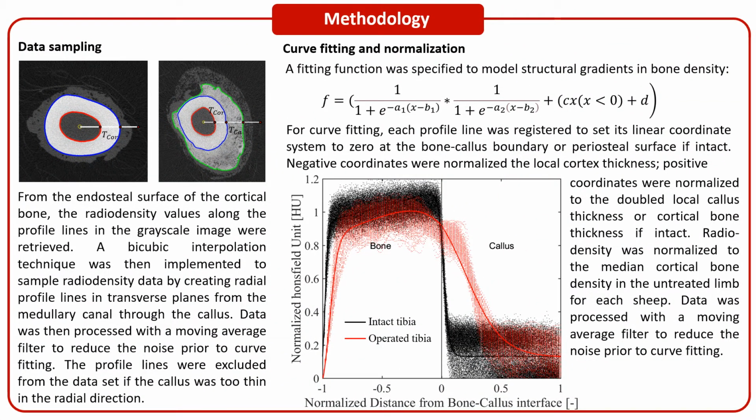The data was sampled outward from the endosteal surface of the cortical bone. The radiodensity value along the profile lines in the grayscale images was retrieved. We used a product of two sigmoidal functions with a linear term and a constant as the fitting function. Each profile line was reduced to set its linear coordinate system to 0 at the periosteal surface. Negative coordinates were normalized to the local cortex thickness. Positive coordinates were normalized to double the local callus thickness, or the cortical bone thickness if intact.